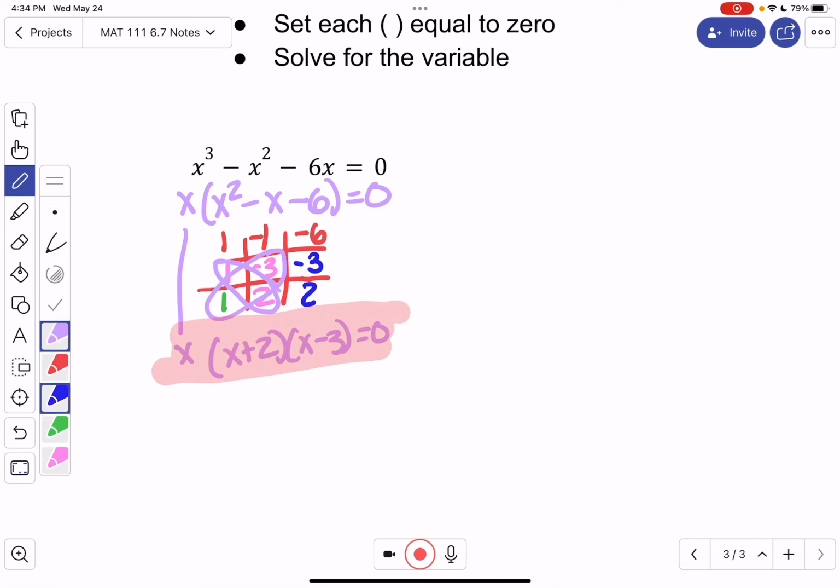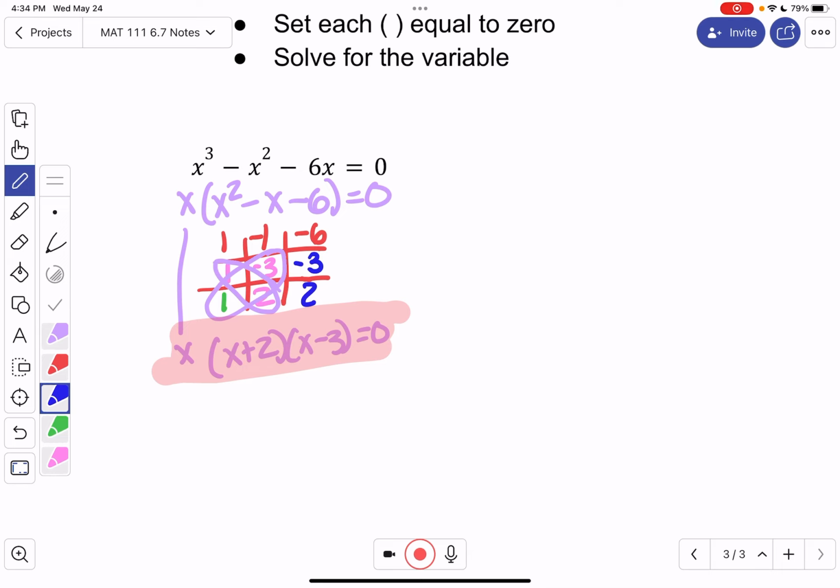To solve, we take each piece and make it equal to 0. Because if you think about it, if A times B times C equals 0, one of them has to be 0. Doesn't matter what the other two are. If one is 0, they're going to equal 0 when you multiply.